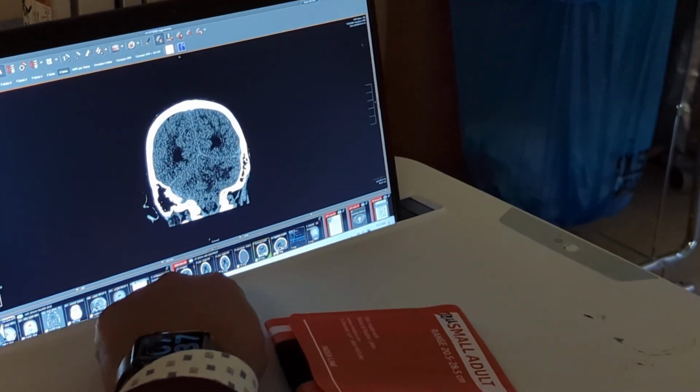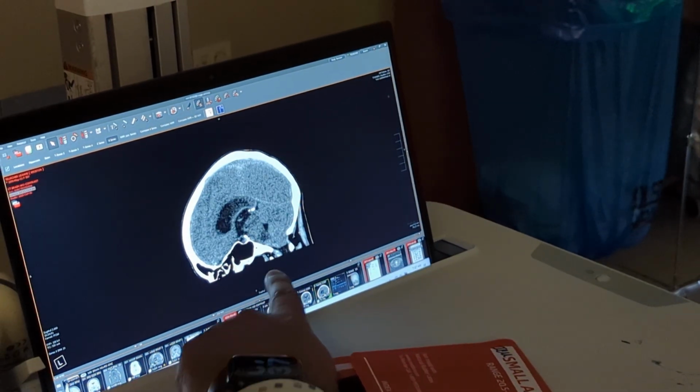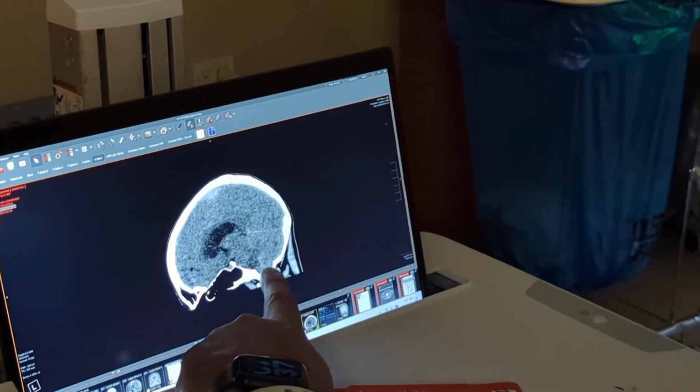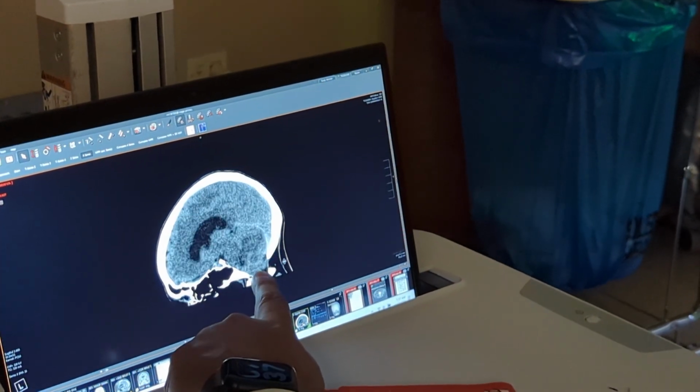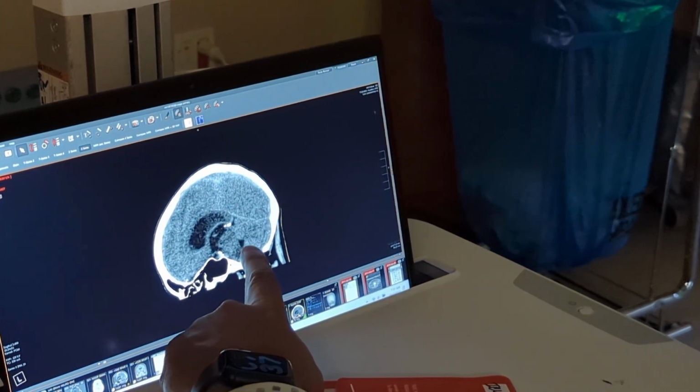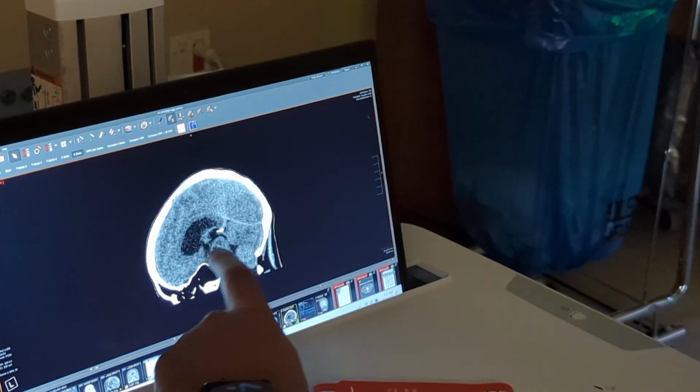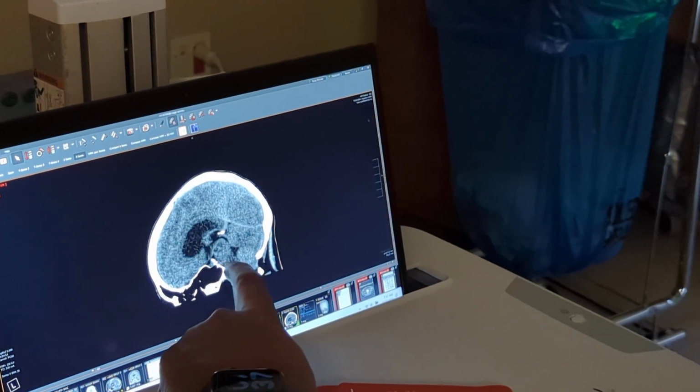So that's why, I'll show you a side view too. This is a side view. See that little, almost looks like a ball there? Okay, there's a mass there. And that's pushing on this thing called your fourth ventricle, or causing stenosis here. So that's not letting this fluid that we all have leave.